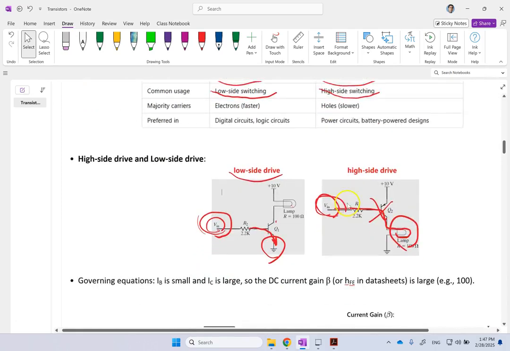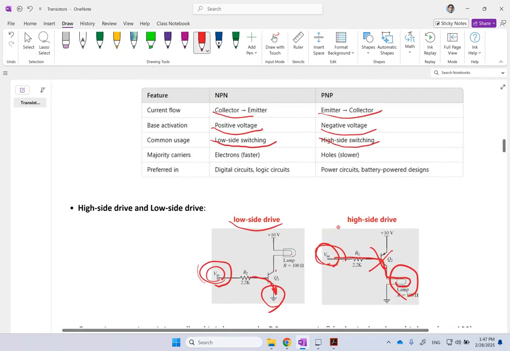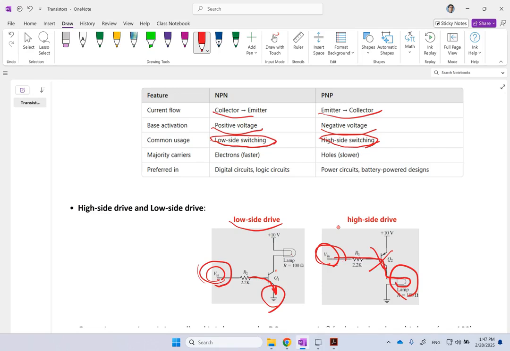So if we want to directly connect our load to the power supply, we use a PNP. But if we want our load to be connected to the ground, then we use an NPN. Clearly, here the majority carriers are electrons. Here, it's the lack of electrons, or holes. So that makes NPNs a little bit faster than PNPs, and that's why most of the time NPNs are used a lot more than PNPs.